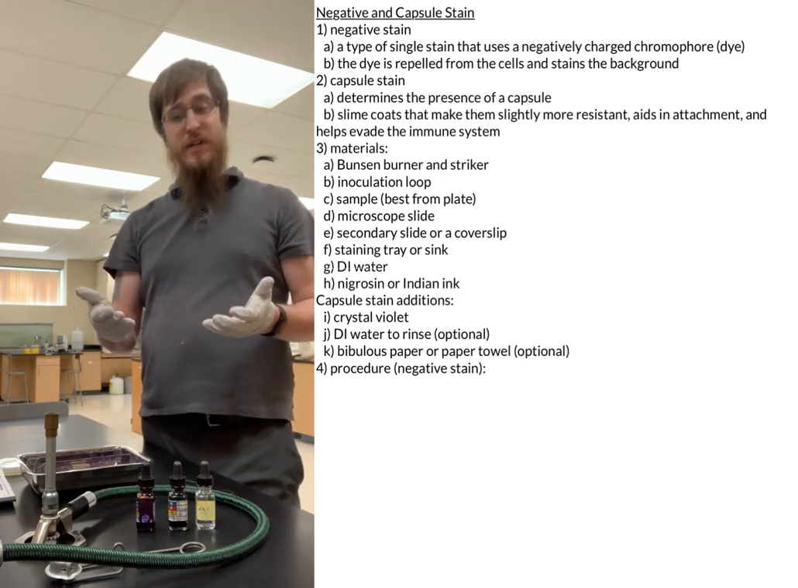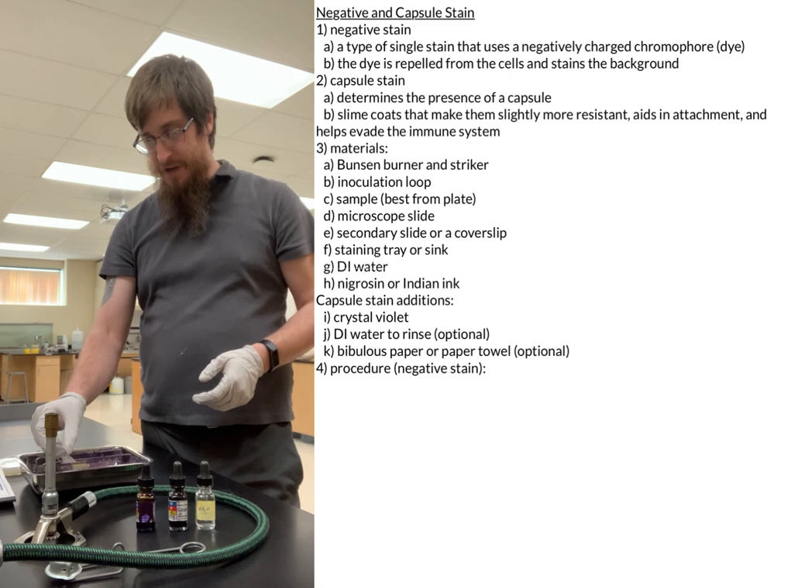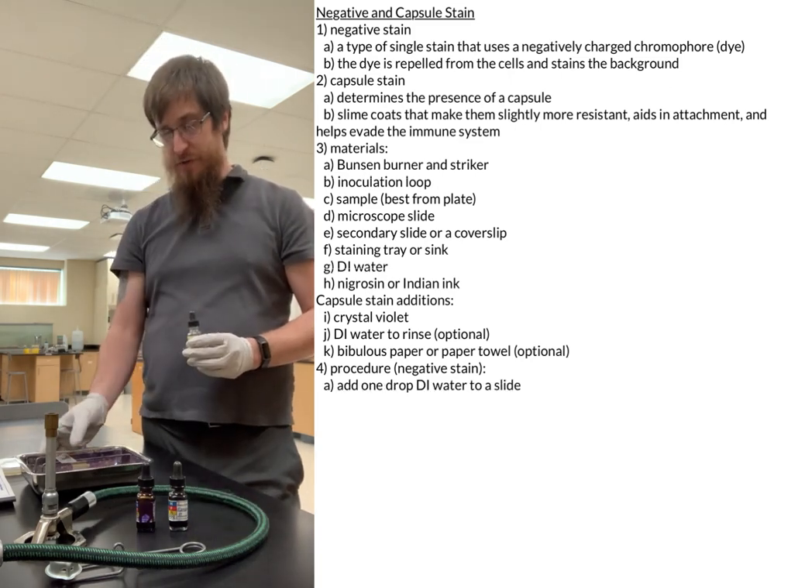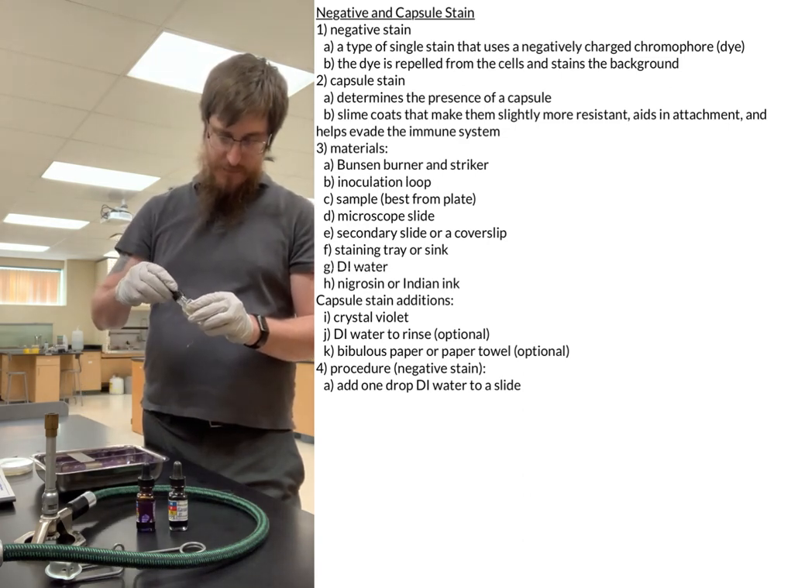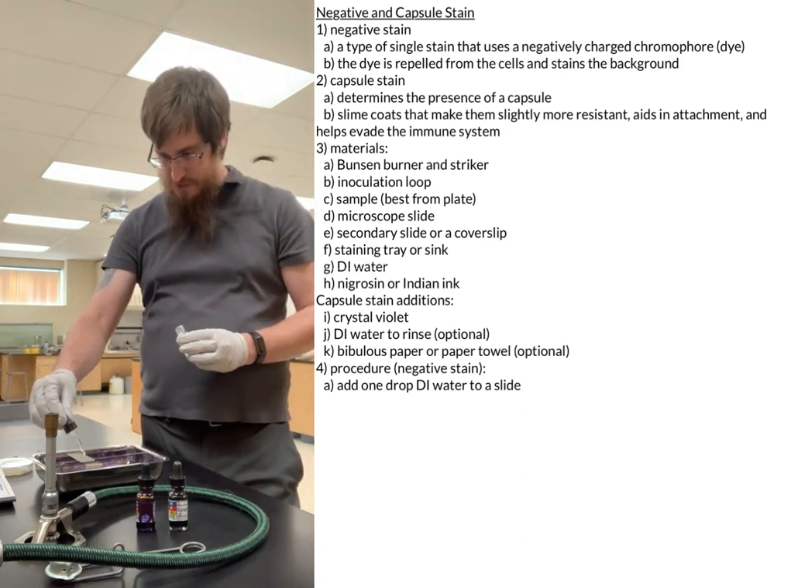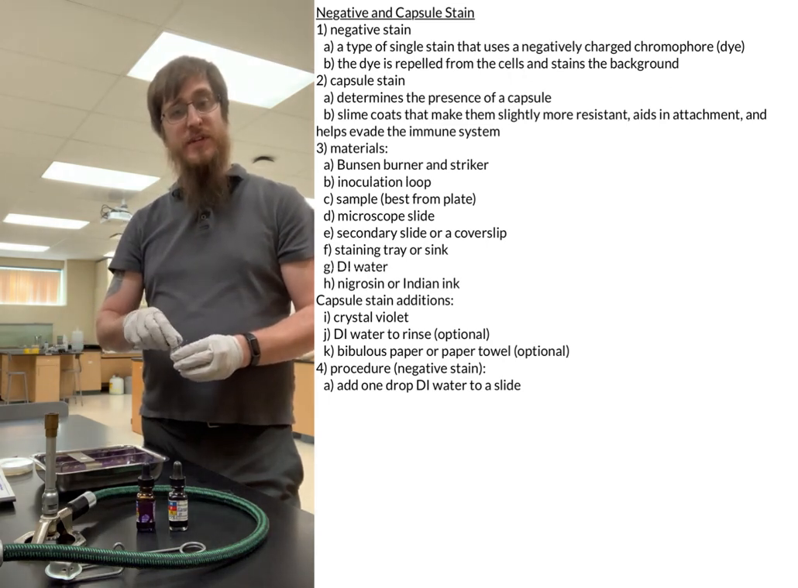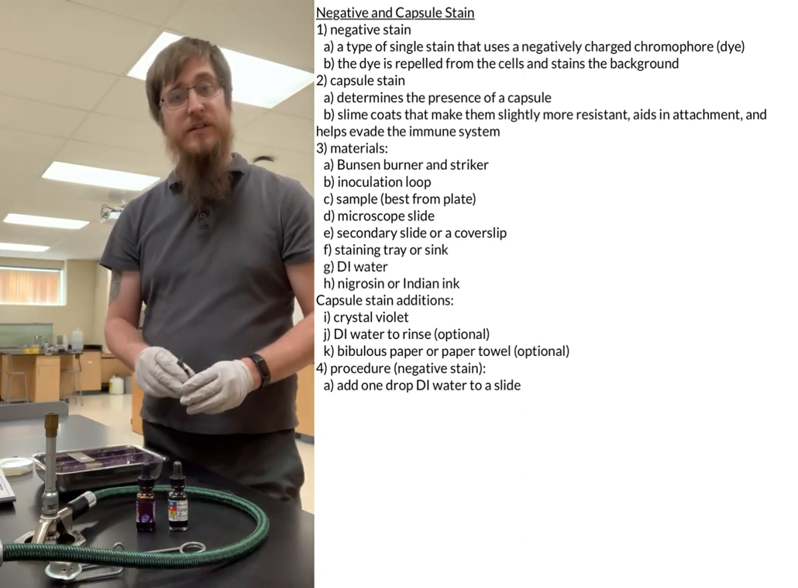So let's go ahead. I'm going to put my slide in my staining area, and the first thing I'm going to do is add a single drop of water onto my slide. So just a single drop of water. If you can, half a drop of water is fine as well. If you can just get a little bit out of the drop and then tap it down to the slide, that works as well.